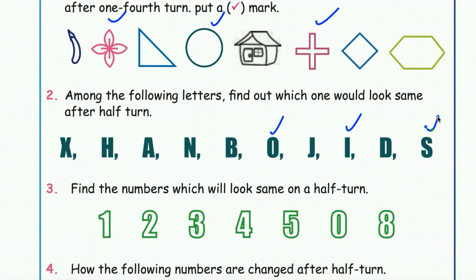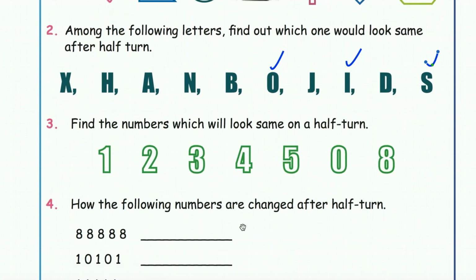Right. D no. J also no. N also no. Find the numbers which look the same on a half turn. 1 no. 2 no. 3 no. 0 would look the same. 8 also would look the same.